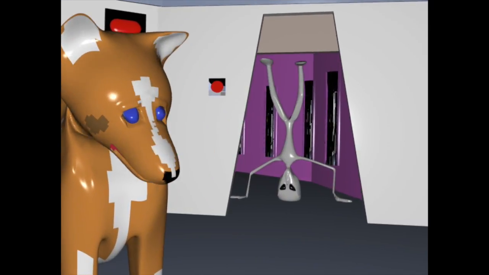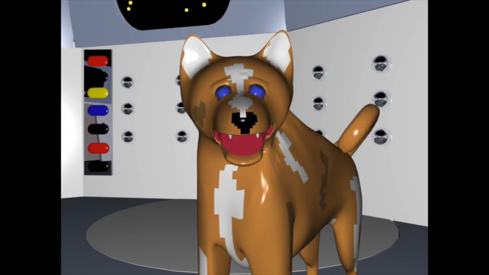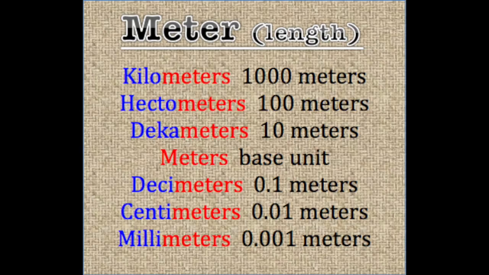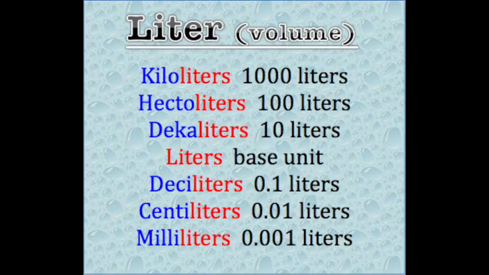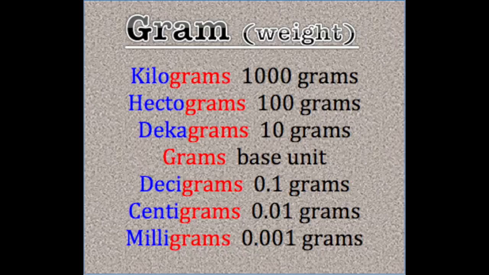Oh, hey, Jackson. Like I was saying, just like we have meters that can be easily converted to decameters or hectometers just by multiplying or dividing by 10, we also have liters that can be easily converted in the same way, as well as grams that can also be easily converted in the same way.